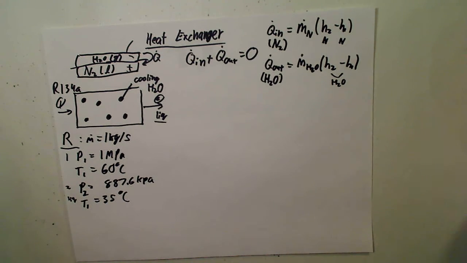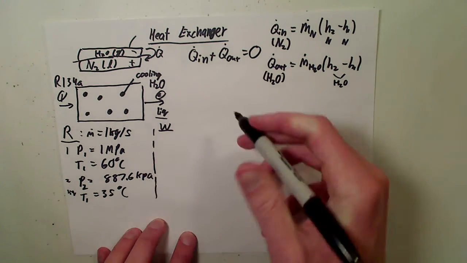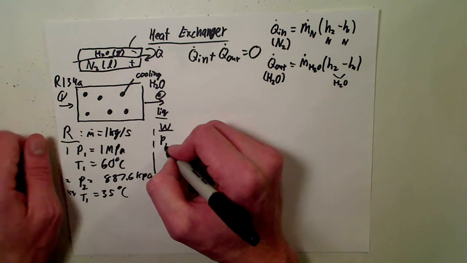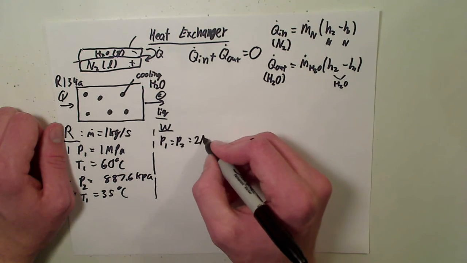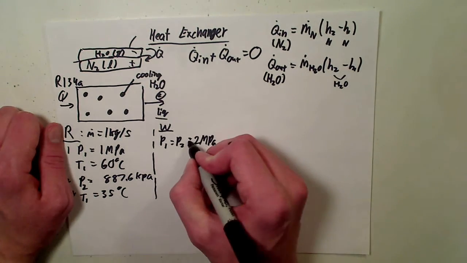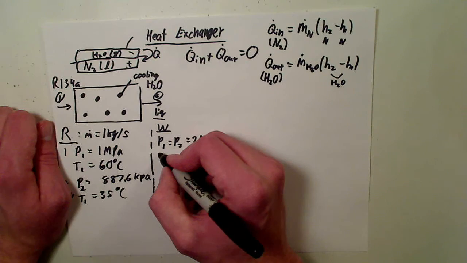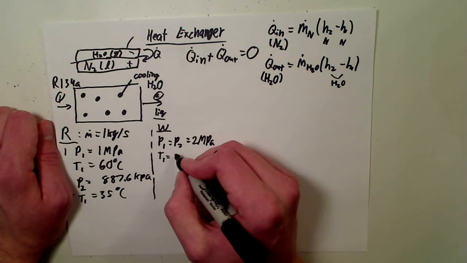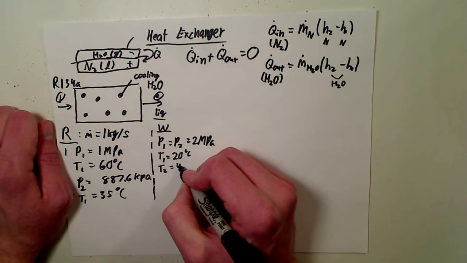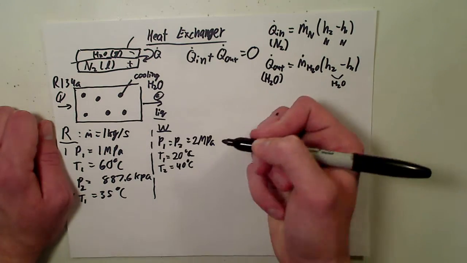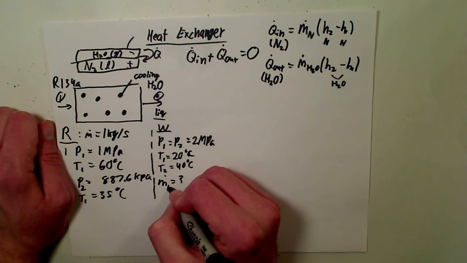And for water, we know P1 is going to equal P2, which equals 2 megapascals. That's just something I gave you. Pressure doesn't have to stay the same. But since it's going to stay water throughout, it's a good assumption. And we know it goes from 20 degrees Celsius to 40 degrees Celsius. And what this problem's asking is find the mass flow rate of water.